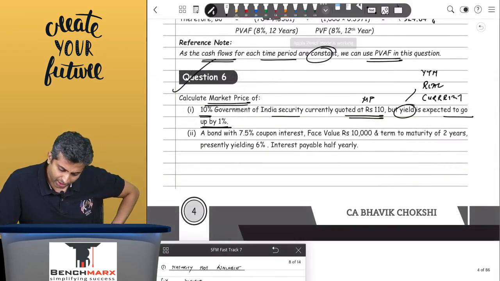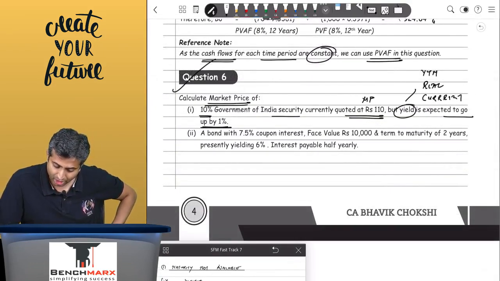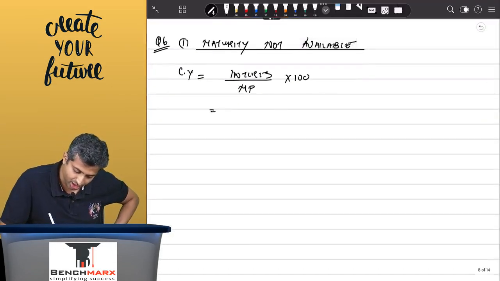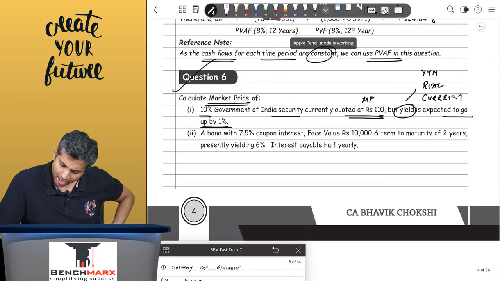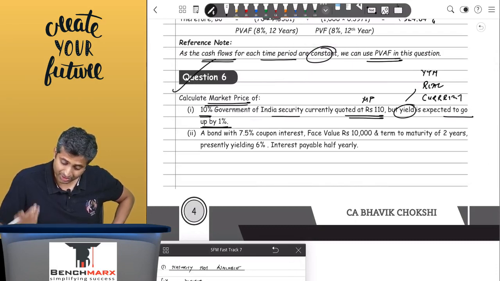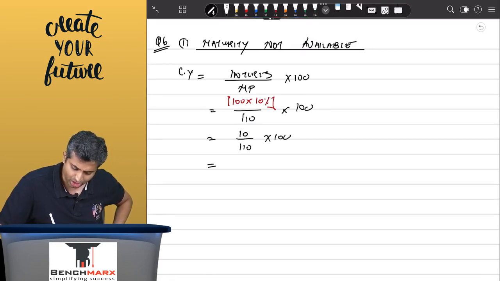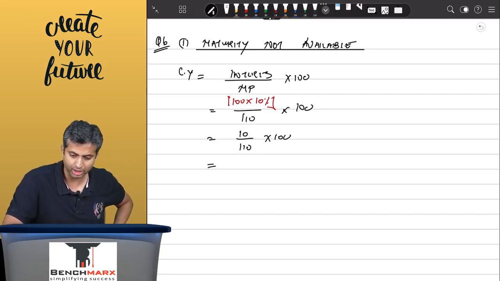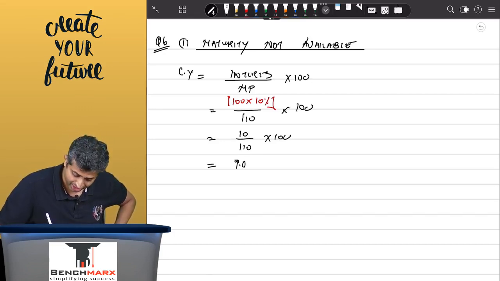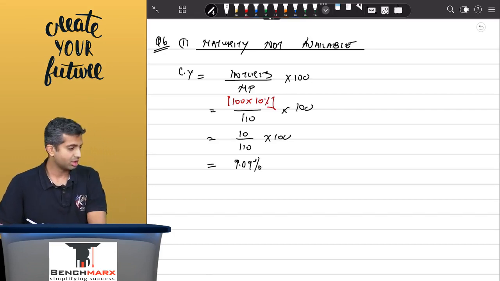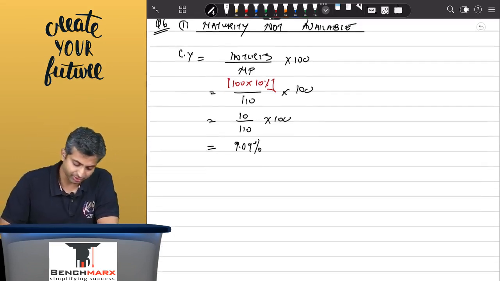So the question over here says a 10% Government of India security currently quotes 110. Okay, so I know that the current market price is 110, but the yield is expected to go up by 1%. But what is the yield currently? We don't even know that. So over here, let us assume the face value is 100. So 100 into 10% is the interest. So this is 10 upon 110 into 100, which comes to, let us say, 9.09%. This is your current yield.